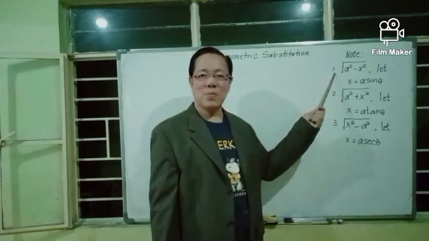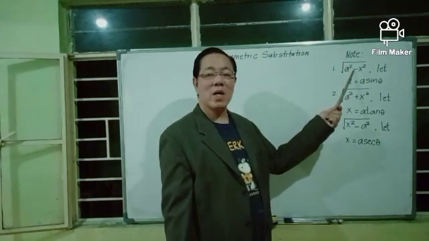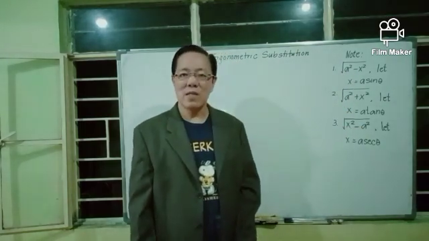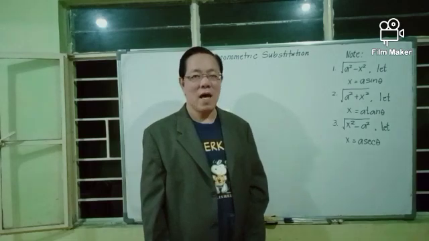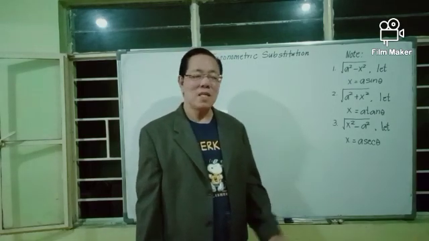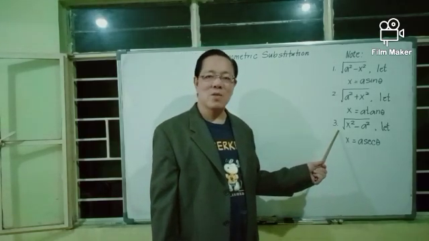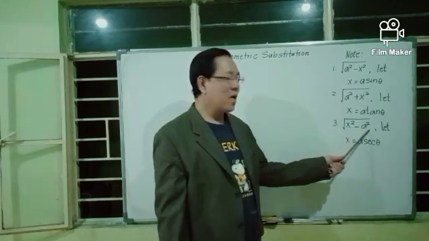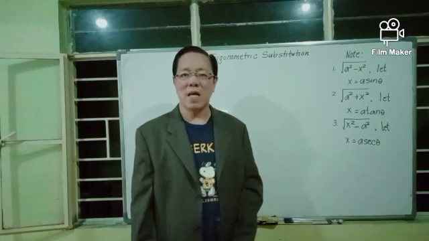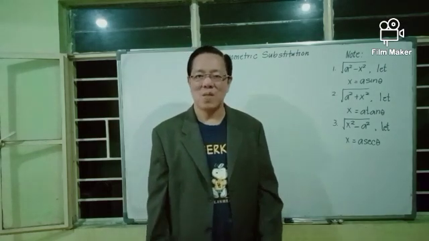If you see this expression in the given integrand, the square root of the square of a constant minus x squared, the trigonometric substitution you will use is x equals a times sine theta. And finally, if you see this expression in the given integrand, the square root of x squared minus the square of a constant, you let x be equal to a times secant theta. We now take some examples.